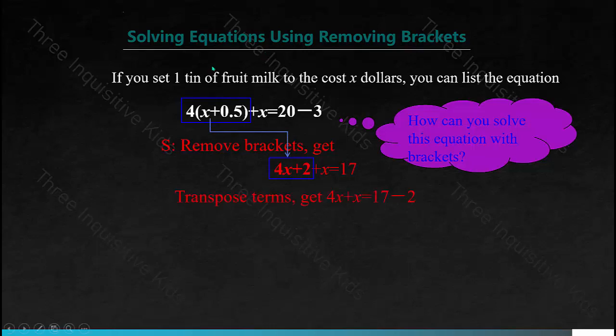So here what we did was we went from this to this. You multiplied this 4 using the distributive property, and you multiplied it into each of the terms in this parentheses. So this is using the distributive property of multiplication. So you transpose terms, combine like terms, divide both sides by 5, and then your solution is x is equal to 3. So therefore, 1 fruit milk costs $3.